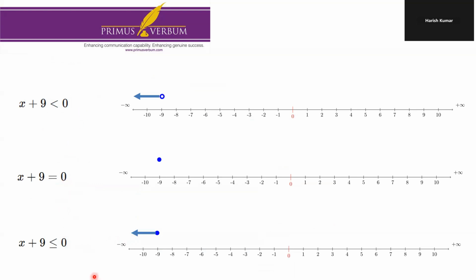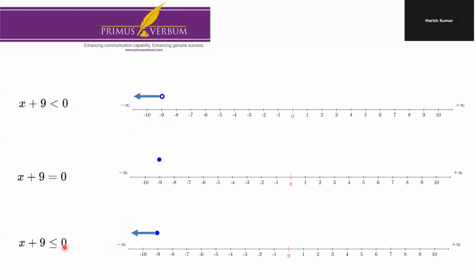Now we have these two inequalities and this one equation plotted on the number line so that you can compare all three of them. We can see that in the case of inequalities, x can take a range of values. In the case of x plus 9 is less than 0, it takes a range of values less than minus 9, but not minus 9 itself.